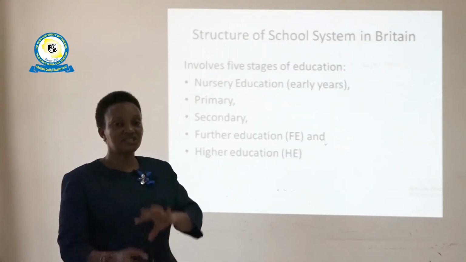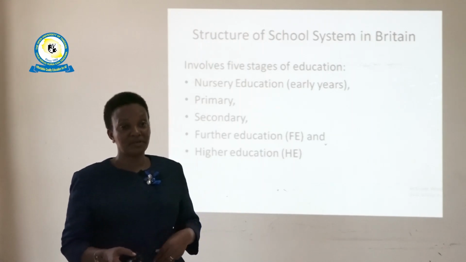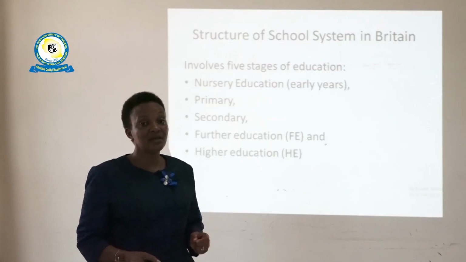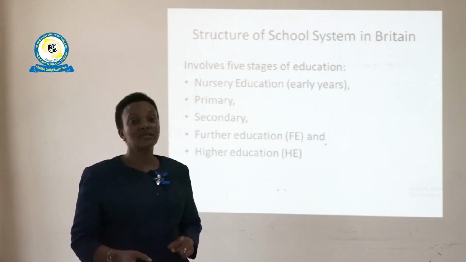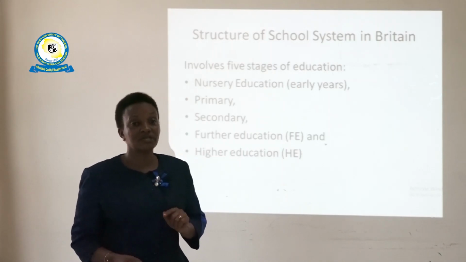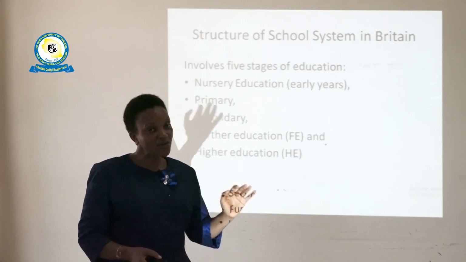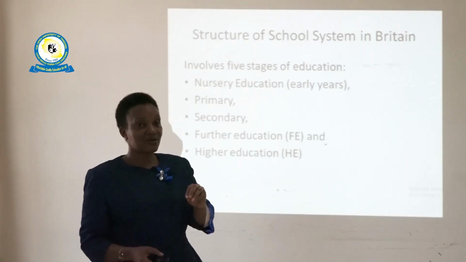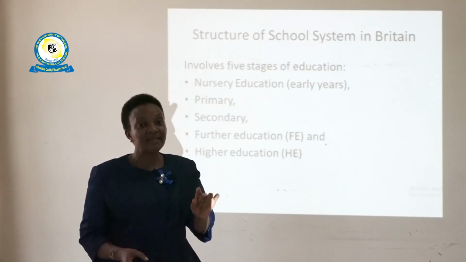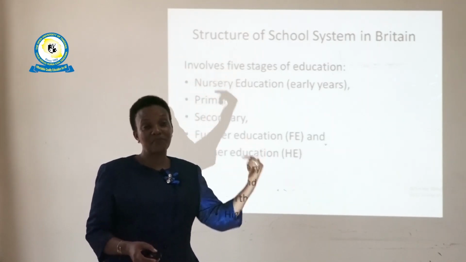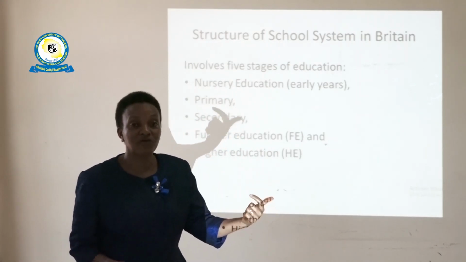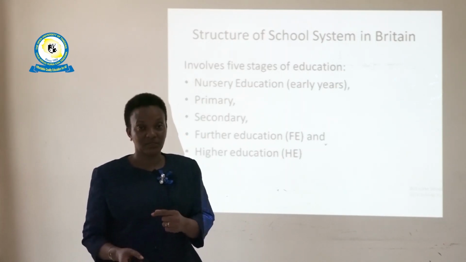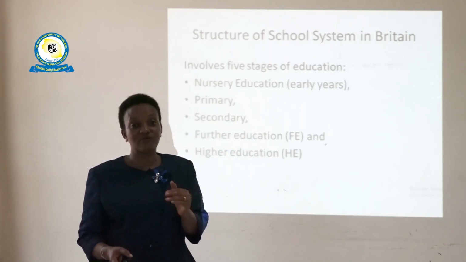Now, what is the general structure of the school system in Britain? This involves 5 stages of education: the nursery or early years, the primary education, secondary education, further education, and the higher education. So when you see the structure of education in Britain, you can see a minor difference when compared to the previous presentation on the education of France. Here there's an addition of what is called further education, compared to France, where there is no further education.